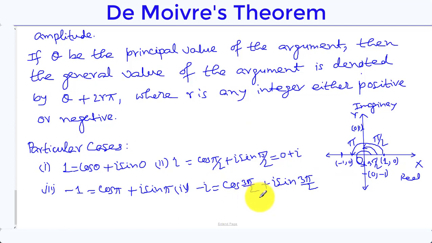This is all about de Moivre's theorem and some consequences and particular cases.